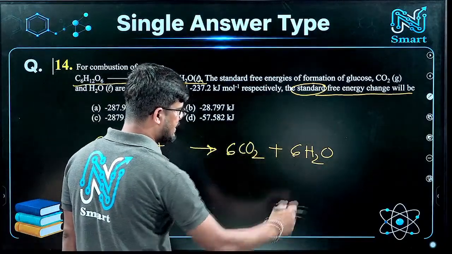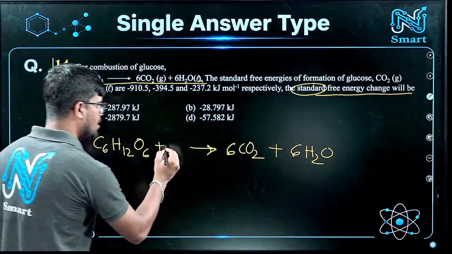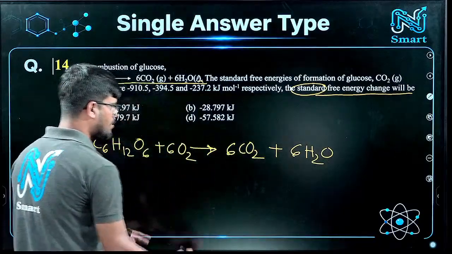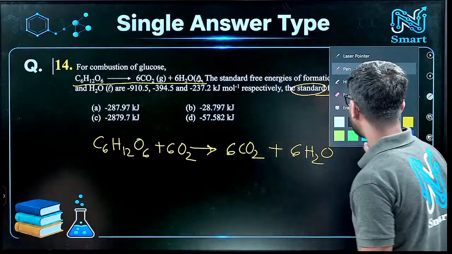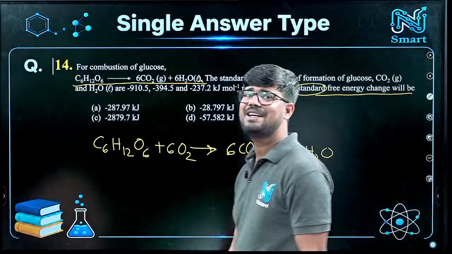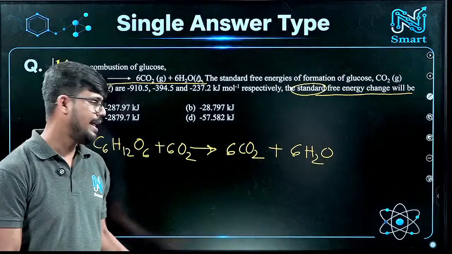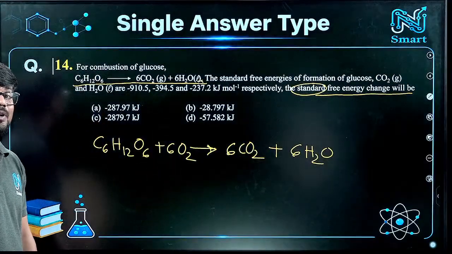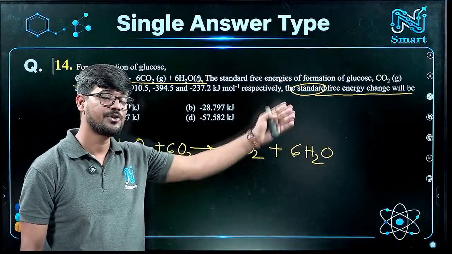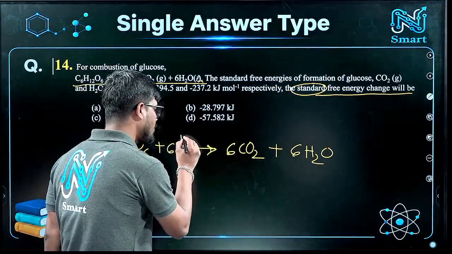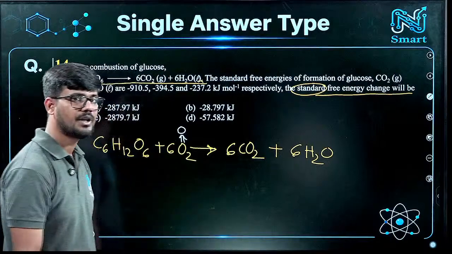In total there are 12 and 6, so 18 we have, and here 6. So that's why we have to put 6 O2. Now oxygen is balanced. Now we already know that if something is present in its elemental state like oxygen, the standard free energy of formation will be 0. So for oxygen we will consider 0.